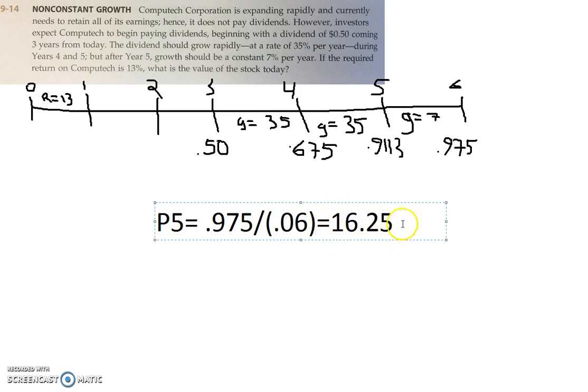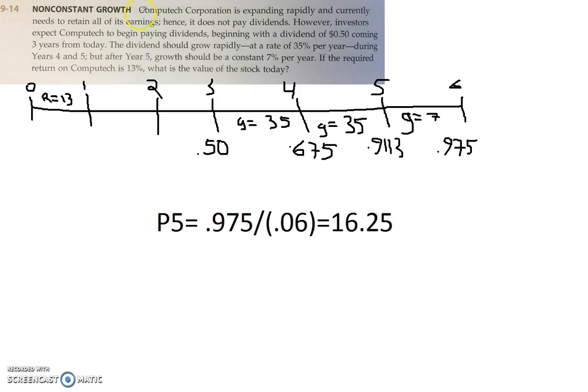Okay, so remember, this is the price that we could sell the stock for at year 5. All right, this is the expected price. So what we could do now is add this to the dividend that we're expected to get at year 5.